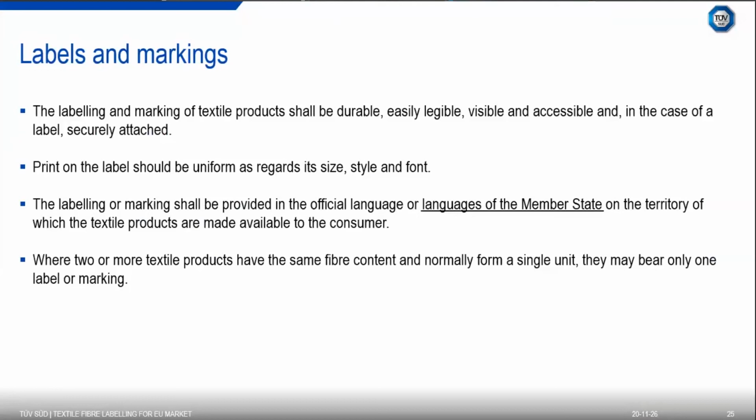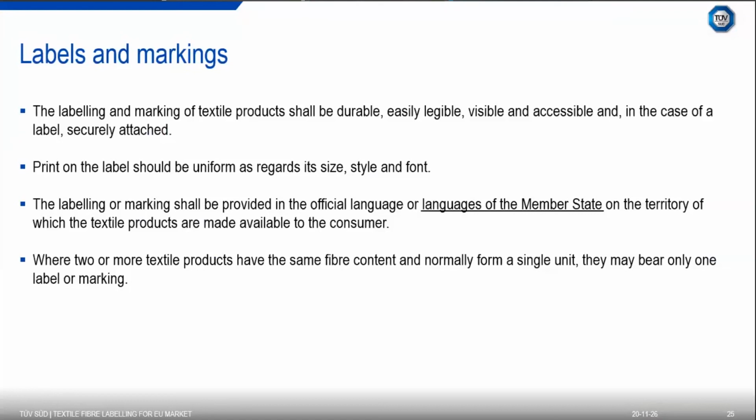Print on the label should be uniform with regards to size, style, and font. So it cannot have varying size or style for the fiber composition. It should be uniform. The labeling and marking shall be provided in the official language of the European Union's member state. So if the product is being sold to France or other countries, those countries' specific official language has to be used on the label. It is okay to use multiple languages on the same label. That is completely acceptable.